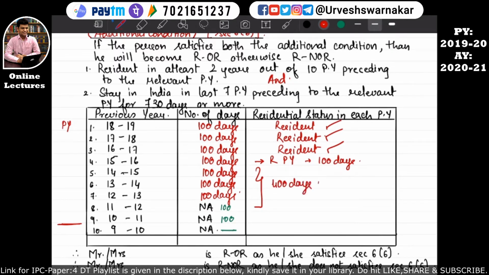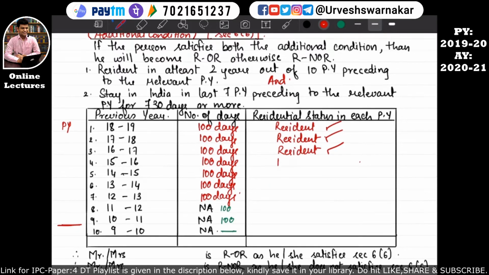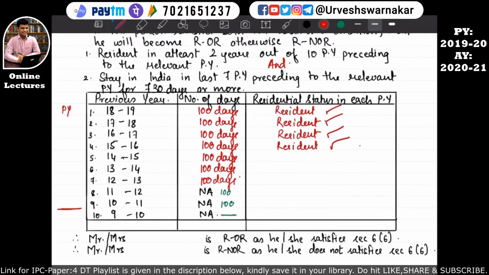The question says that Mr. Bradley had a practice of visiting India for 10 financial years. So 19-20, 1, 2, 3, 4, 5, 6, 7, 8, 9, 10, up to 10-11, he had a practice of visiting India for 100 days. That means he has again satisfied this condition. So we'll write here that for the previous year 15-16 also he is a resident. You don't need to give any explanation. If you just fill in the figures over here and write the answers in this format, it is sufficient.